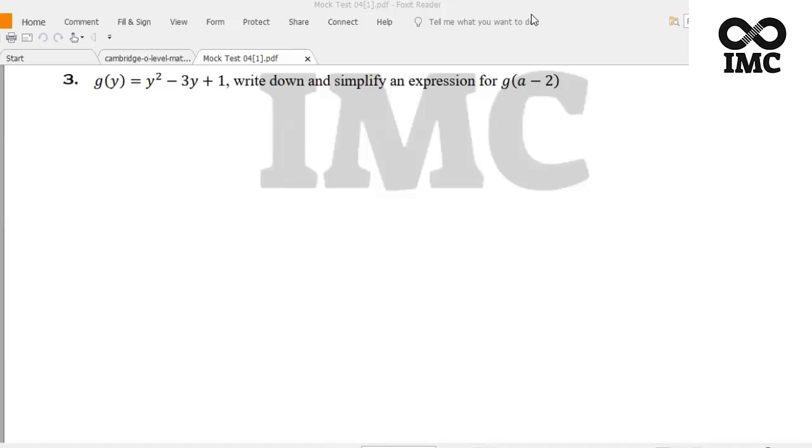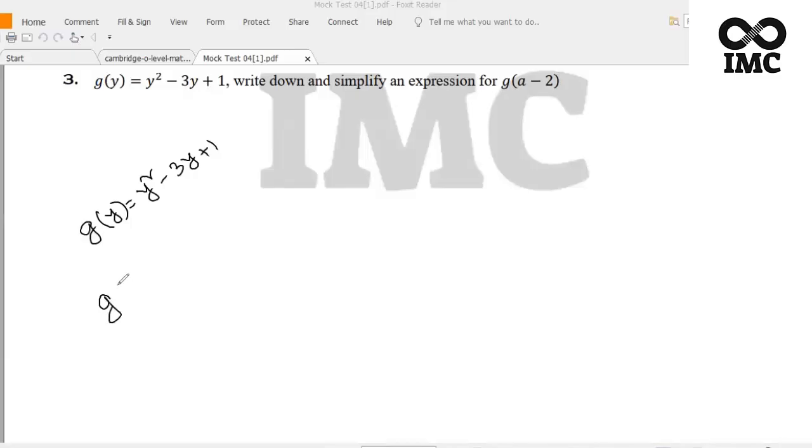Okay, everyone. Question number 3 says g of y equal to y square minus 3y plus 1. Write down and simplify an expression for g of a minus 2. So how can we solve it? Here, g of y equal to y square minus 3y plus 1.